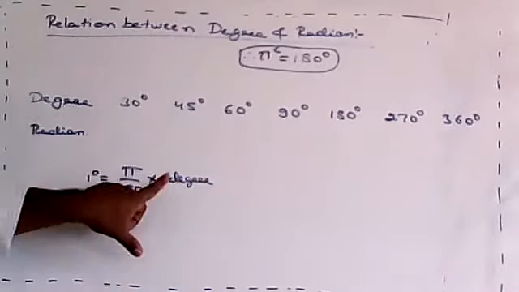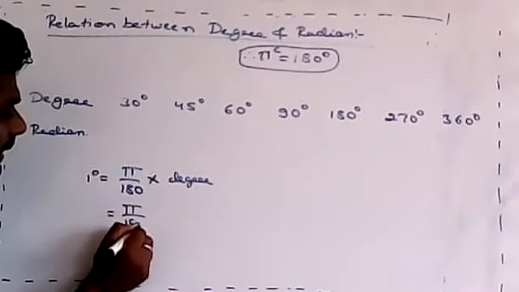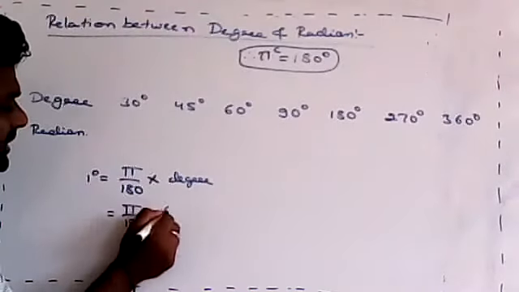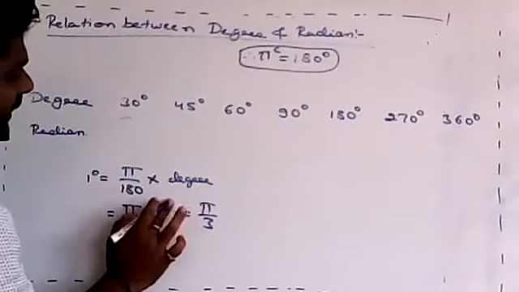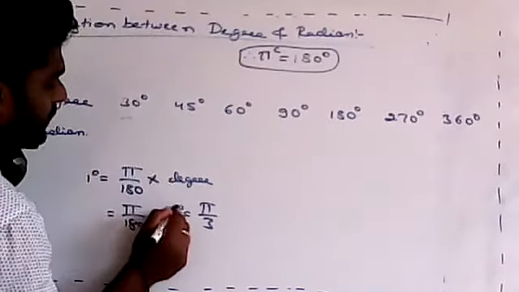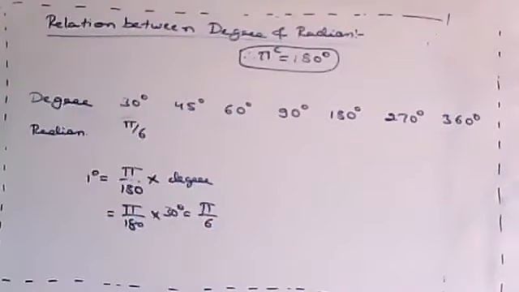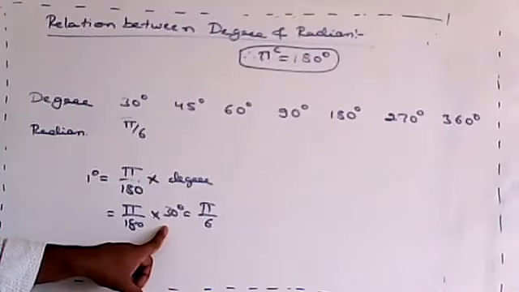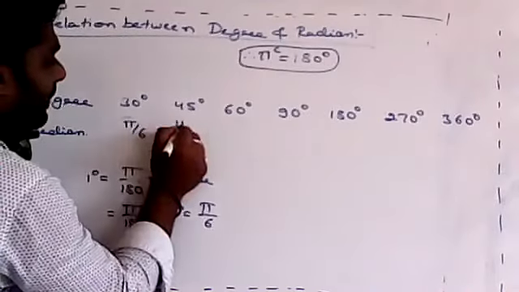So 30 degree is there. If I put here 30 degree, you can check here. Pi by 180 into 30 degree is nothing but what? Pi by 6. So it is pi by 6. And 45 degree, can you tell me what you get? If I put here 45 degree, we'll get what? Pi by 4.